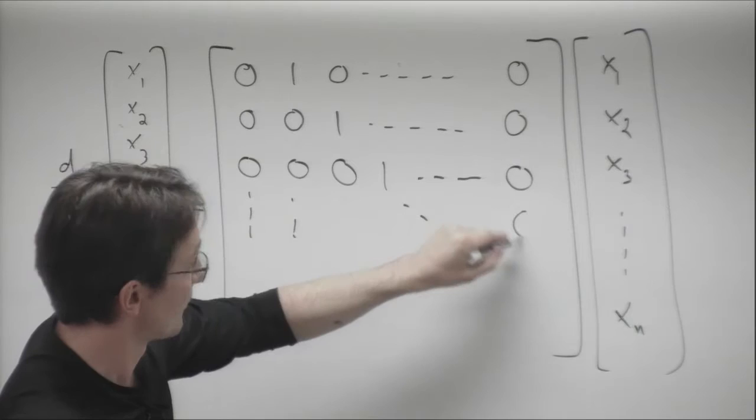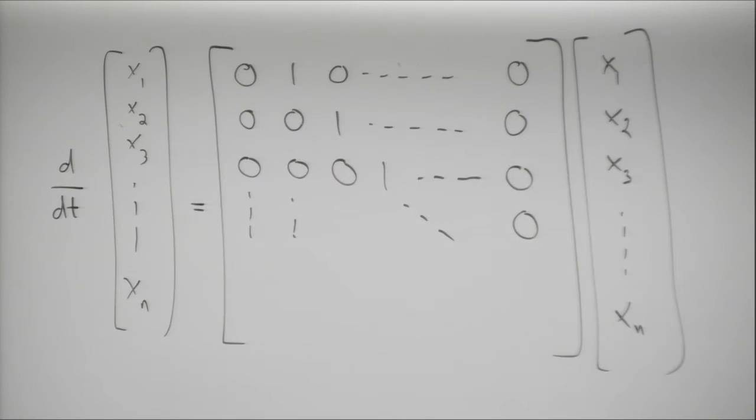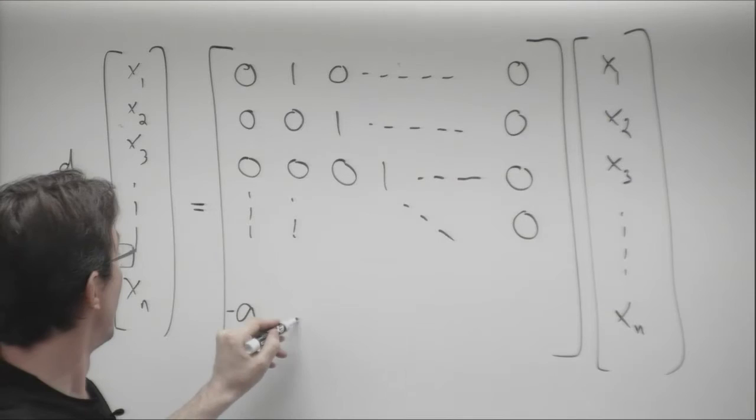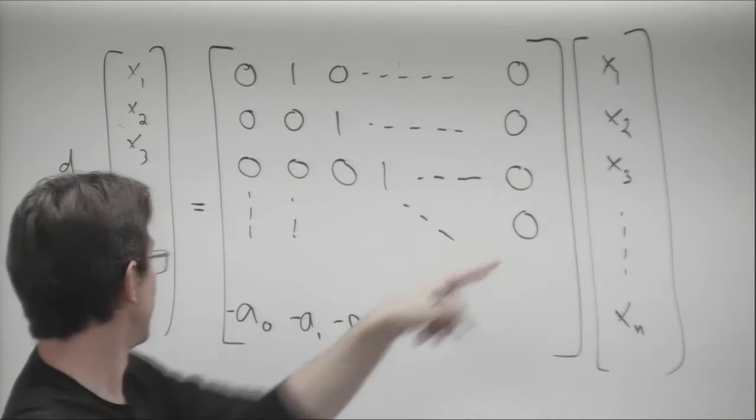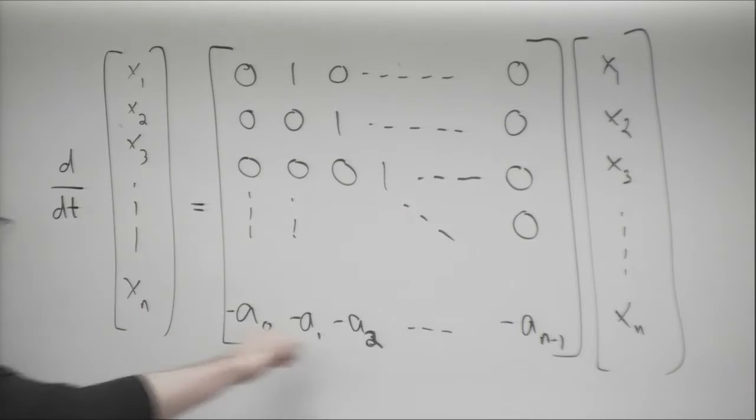Okay, and now the last equation is the interesting equation. So this is kind of like a diagonal of ones, and then this last row equation is all of this stuff here. So we have xn dot equals minus a0 times x1, minus a1 times x2, minus a2 times x3, and then finally, minus a(n-1) on the end. So it's a row of all of my coefficients. Minus a0, minus a1, minus a2, dot, dot, dot.